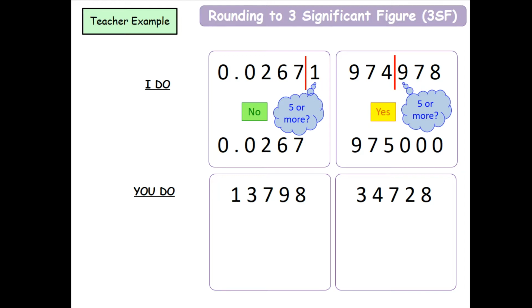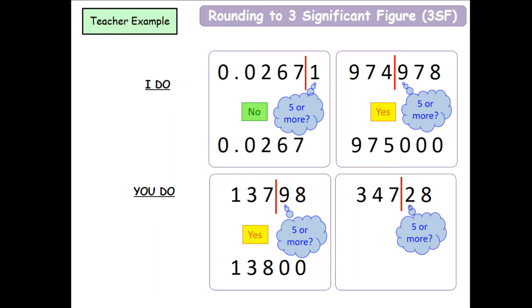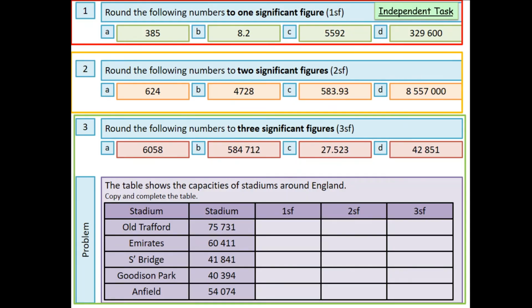Okay, so first one, my line goes between the 7 and the 9. Is 9 5 or more? Yes. So I need to round the 7 up to 8. So my answer is 13,800 because everything after the 7 becomes a 0. Next one, I draw my line between the 7 and the 2. Is my 2 5 or more? No, it isn't. So my 7 stays the same and everything else after it becomes a 0. So my answer is 34,700.